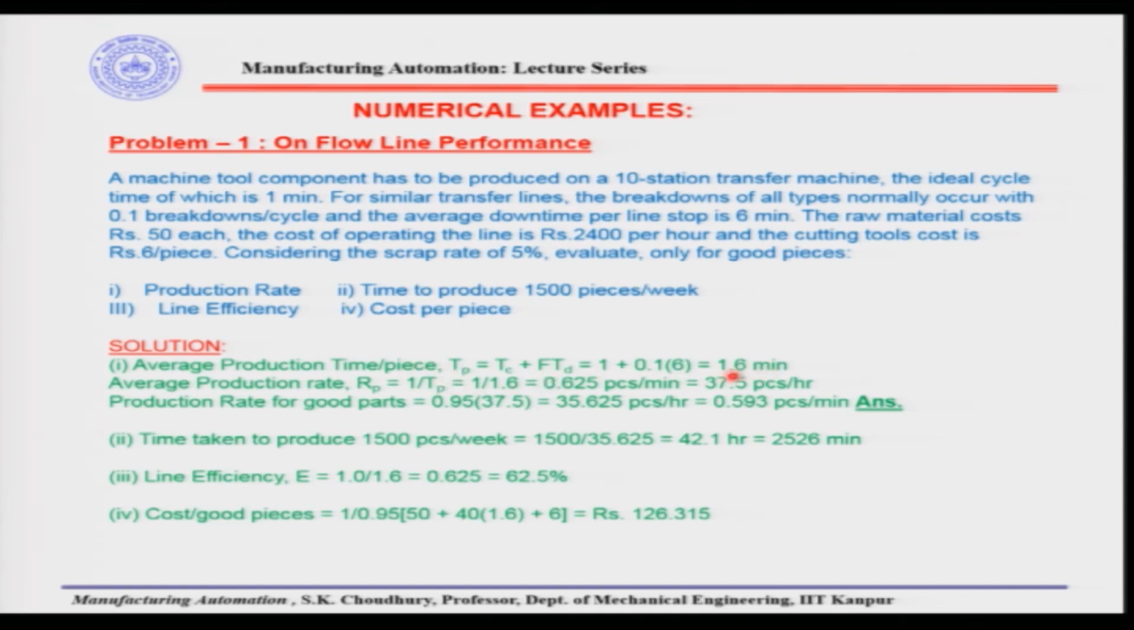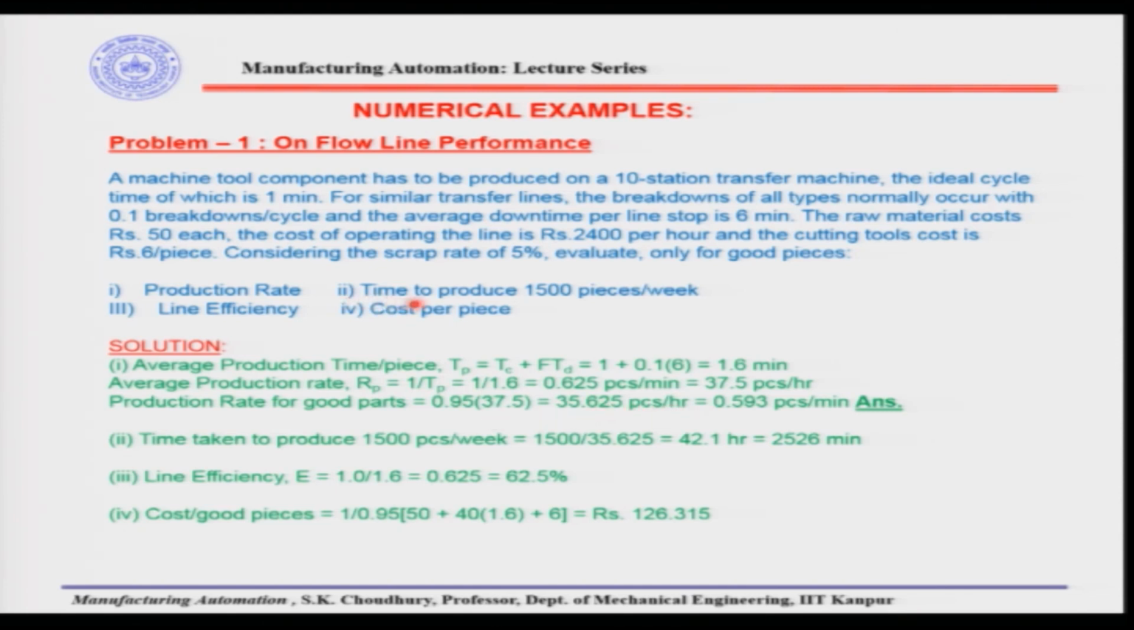Once we find that, we can find the average production rate, which is 1 upon this time, so 1 upon 1.6, which is 0.625 pieces per minute, or 37.5 pieces per hour if we multiply by 60. Now, the production rate of good parts, considering the scrap rate of 5%, will be 0.95 into 37.5 pieces per hour. So what we will get is 35.625 pieces per hour. These are the good pieces.